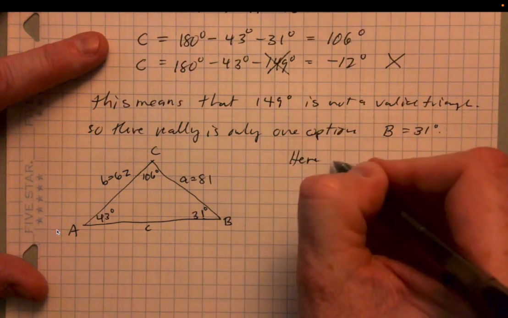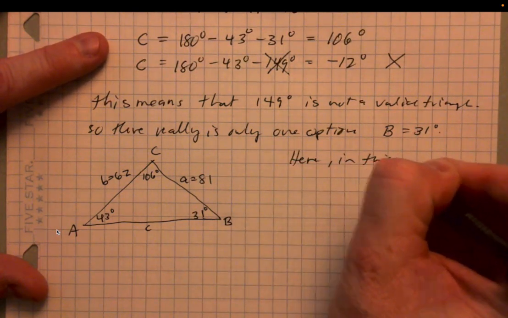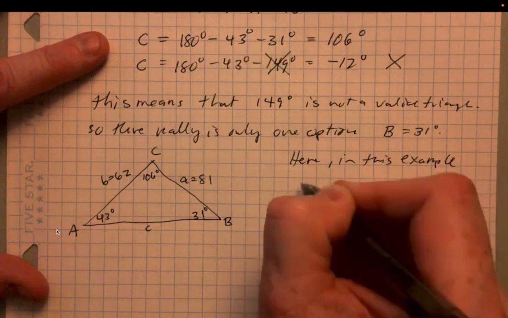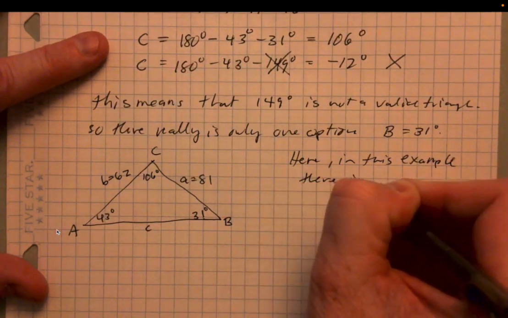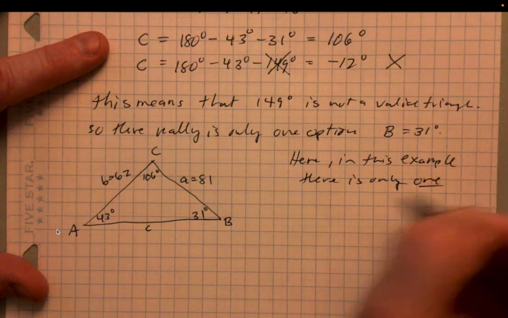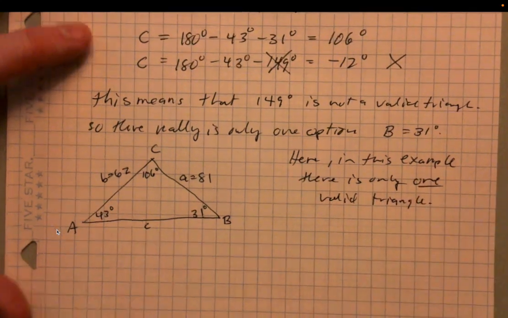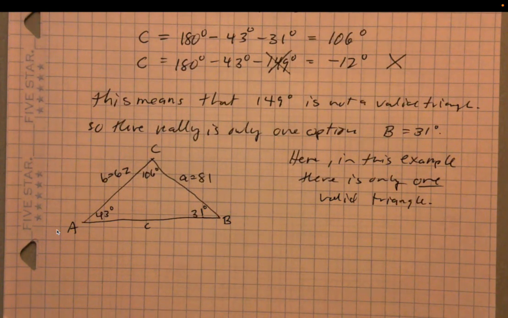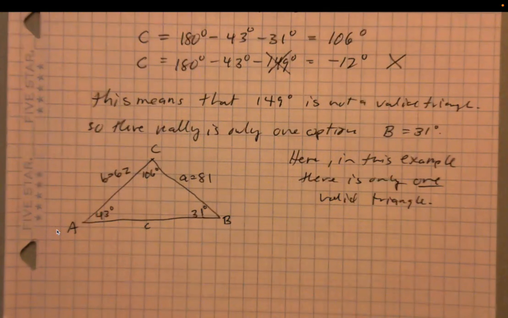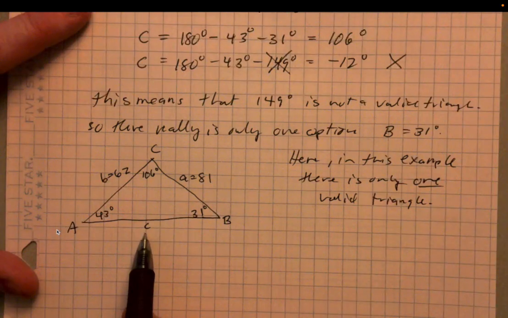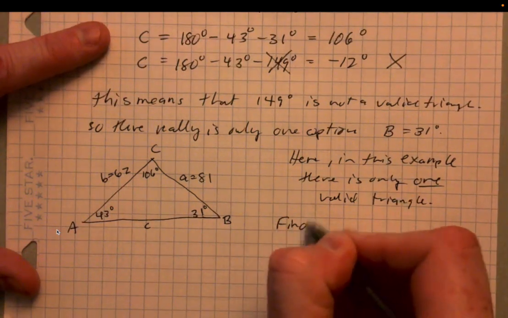So in this example, there is only one valid triangle. It kind of looked like there were two possibilities for a second, but it turns out there was really only one. Okay, and so can we find the side C? Of course.